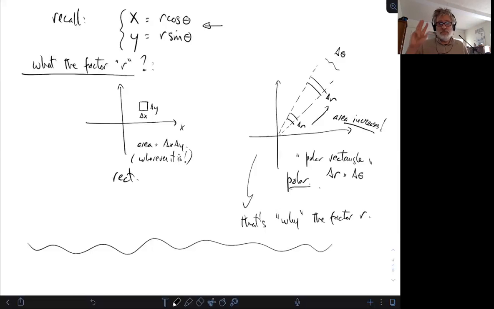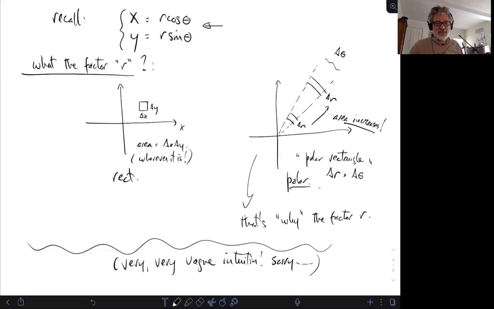Here we go, three examples. So this is a very, very vague intuition. Sorry. That's the best I can do for now. Okay, so here we go.